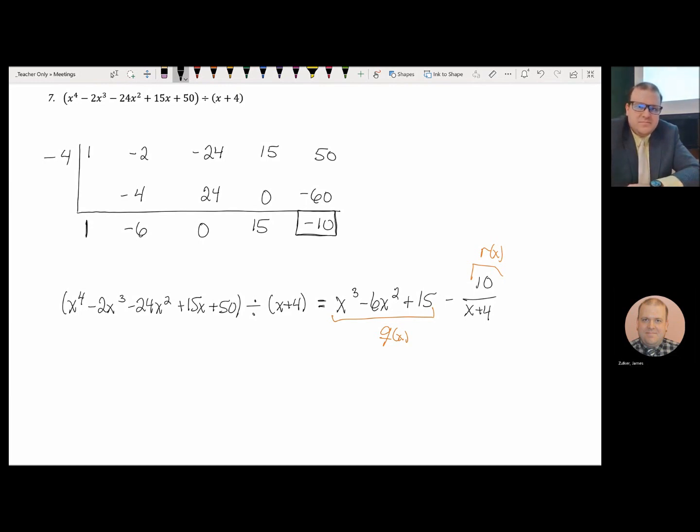So if it equals 0 there, the x wouldn't come down, it would just be x. What about this one here? Yeah, 0. Right, so that's 0x, so you don't need to write it. Or it's technically D of x. Yes, x plus 4 is D of x. It's the divisor.